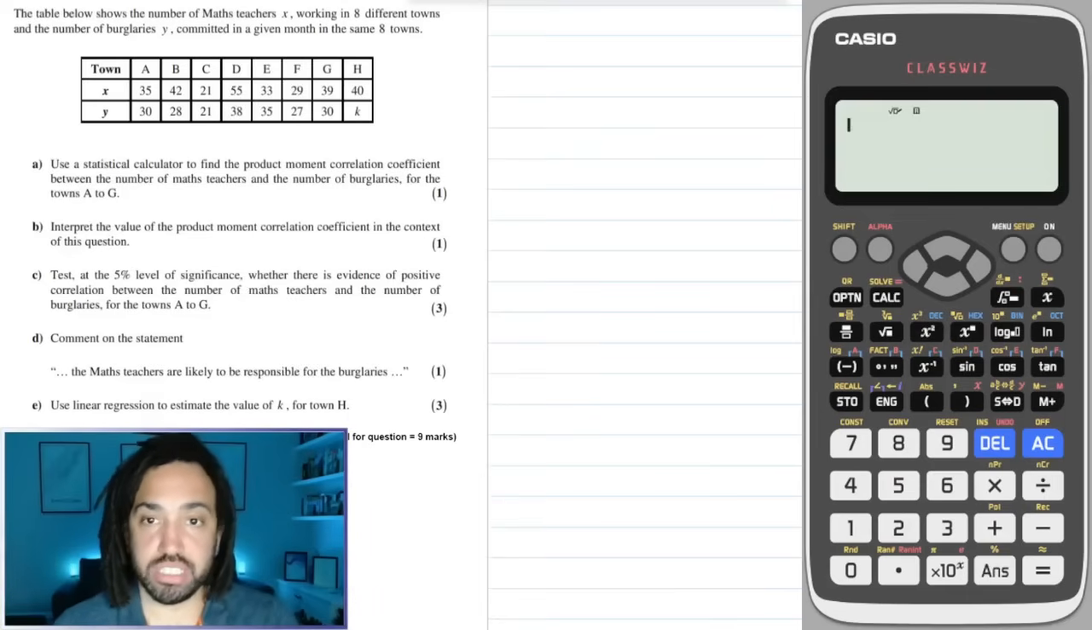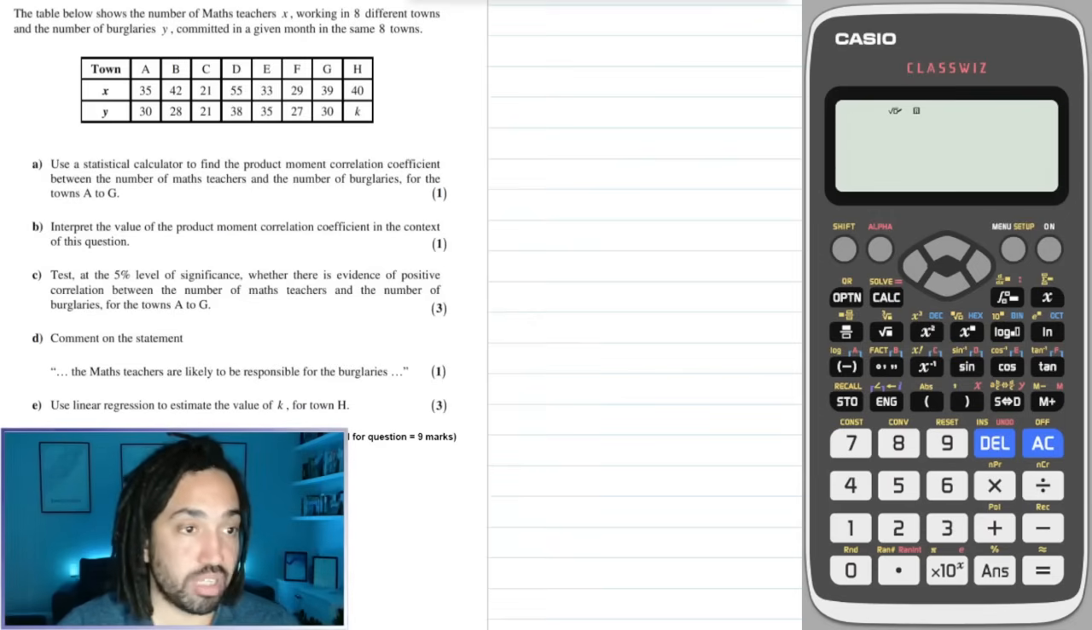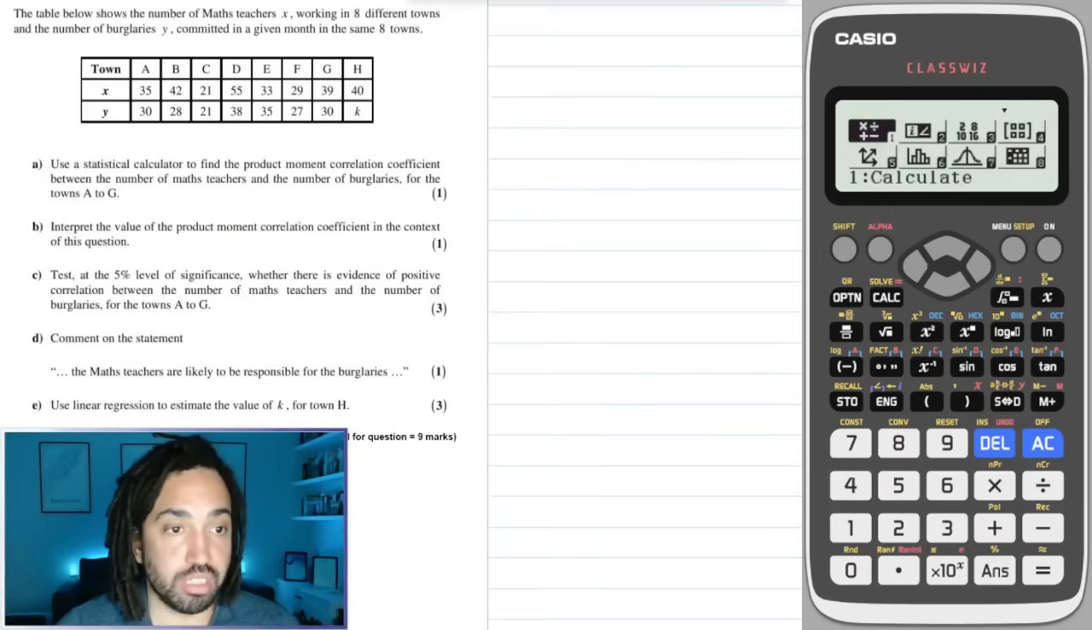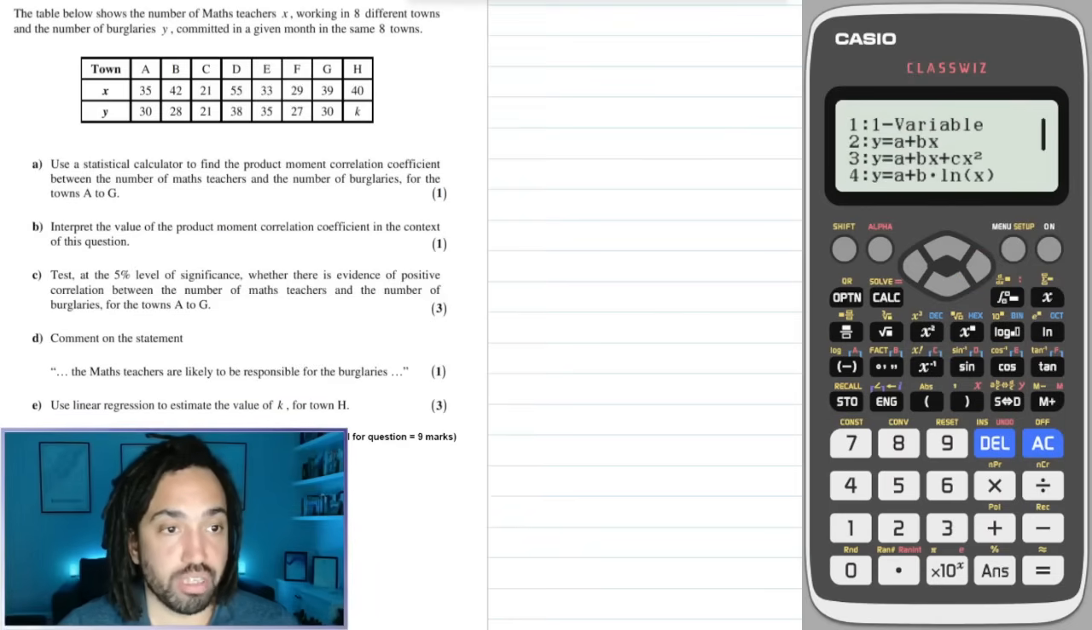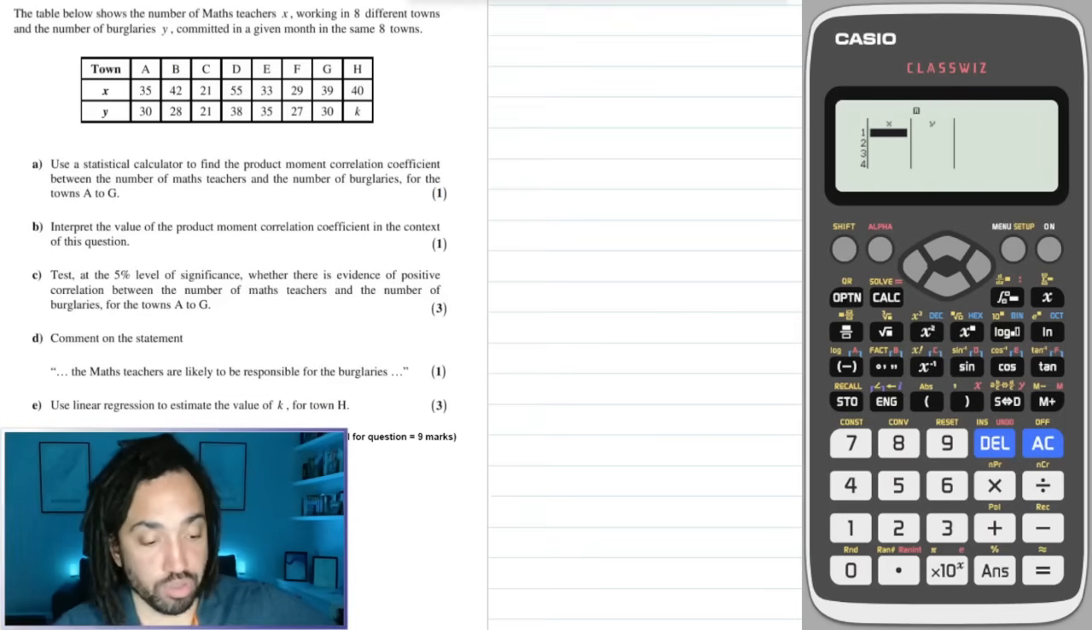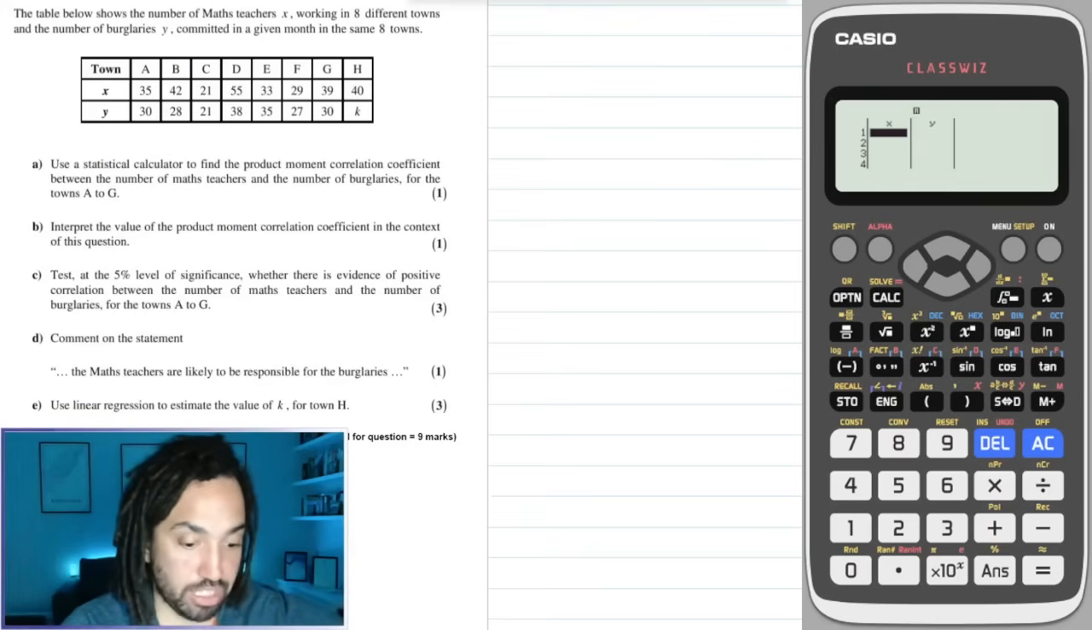Correlation. We've got maths teachers working in different towns, and we've also got the number of burglaries. So what we need to do is go on our calculator, go down to statistics mode, which is here. We need to press number 2, which is bivariate data. So we've got two columns there, x and y.